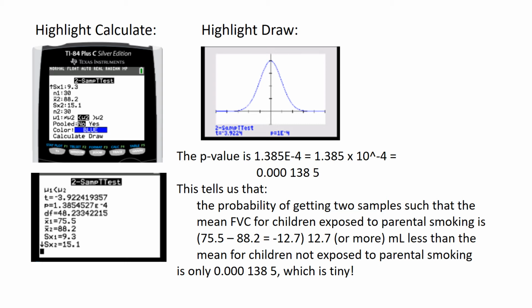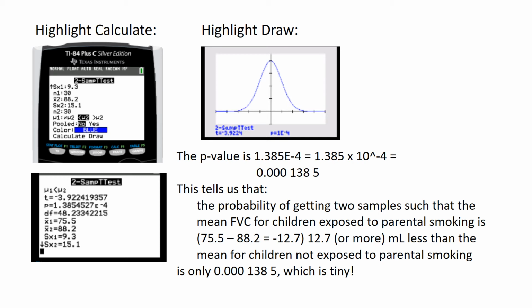Ignore t equals. That's if you do things a different way. We're not doing it that way. We're just reading our p-value right off the screen. And our p-value is sitting there under p equals. Ignore everything else unless you just want to verify that you put in the correct sample mean for your first sample, the correct sample mean for your second sample, standard deviations. If you arrow down on your screen, you'll see the sample sizes. But all we care about is that p-value.